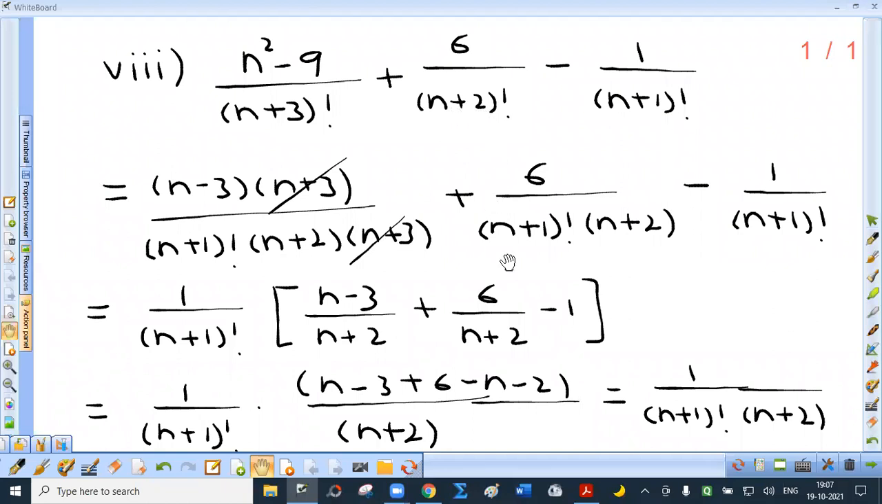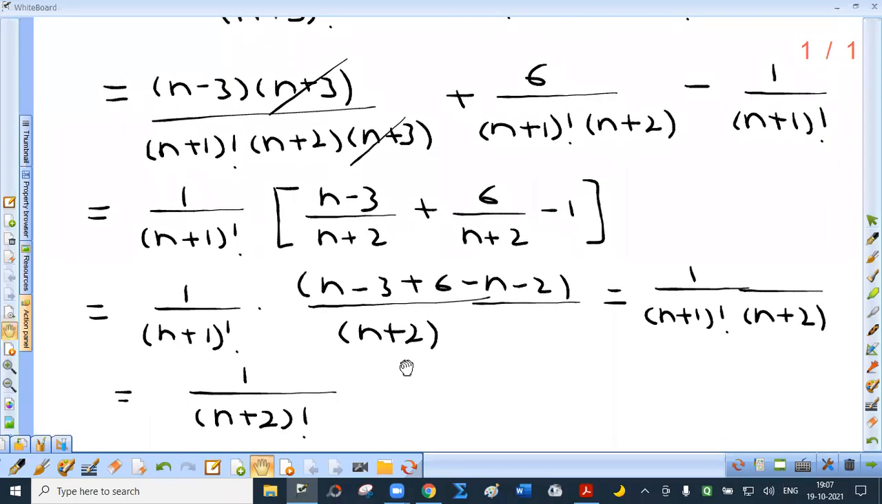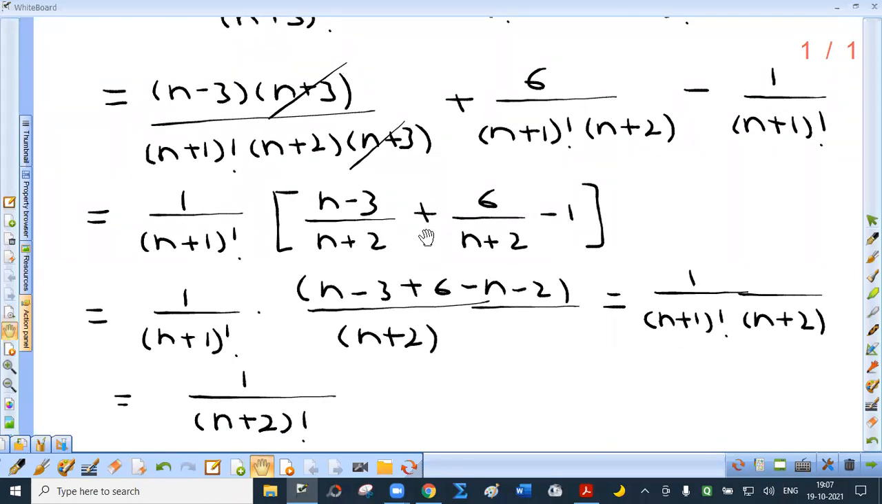Here (n plus 2) factorial is what? (n plus 1) factorial into (n plus 2). This is as it is. Take 1 upon (n plus 1) factorial common. What remains is (n minus 3) upon (n plus 2) plus 6 upon (n plus 2) minus 1. Within the bracket, LCM is this. So what remains is 1 upon (n plus 1) factorial into (n plus 2); factorial of any number into the immediately next number is the factorial of the next number. So what remains is 1 upon (n plus 2) factorial.